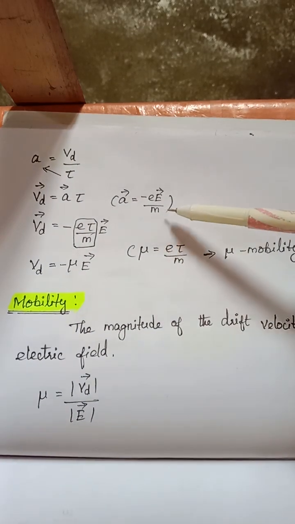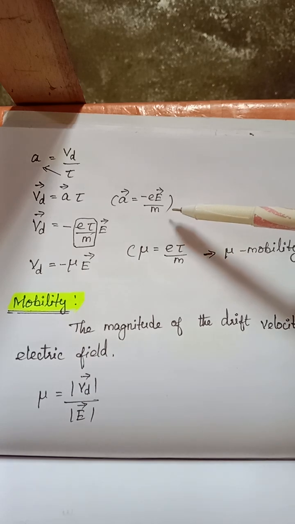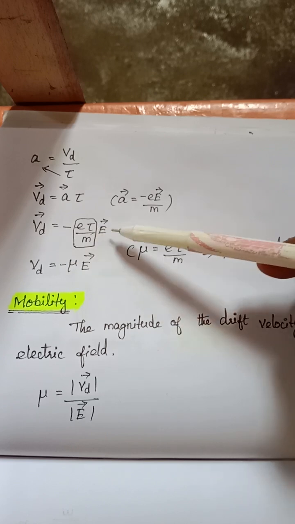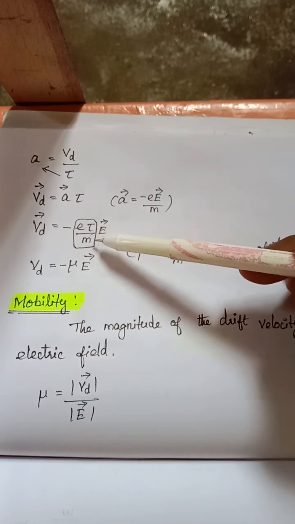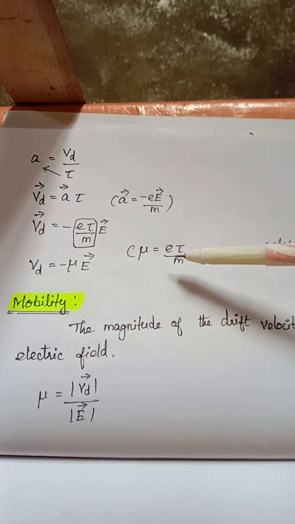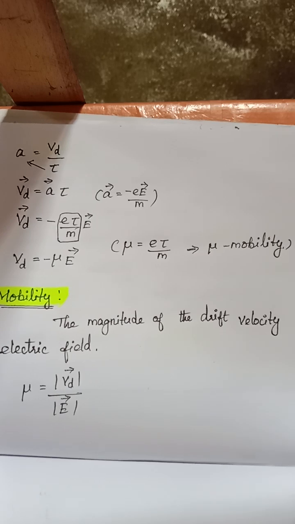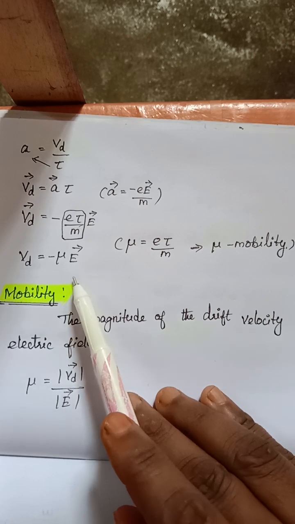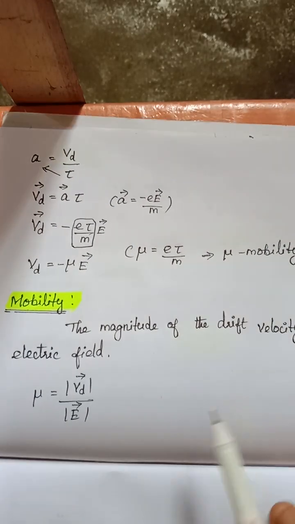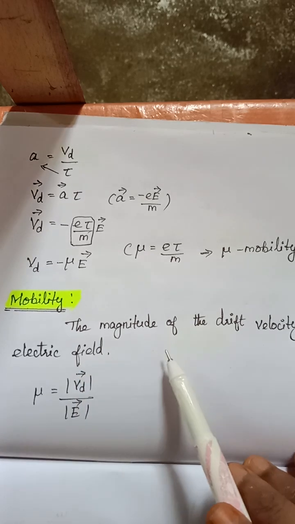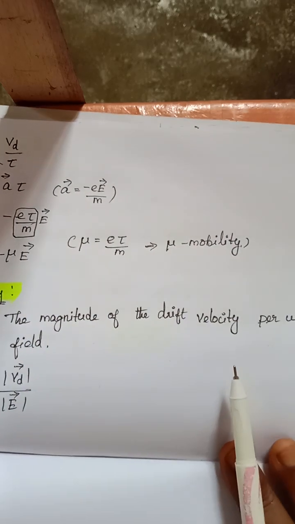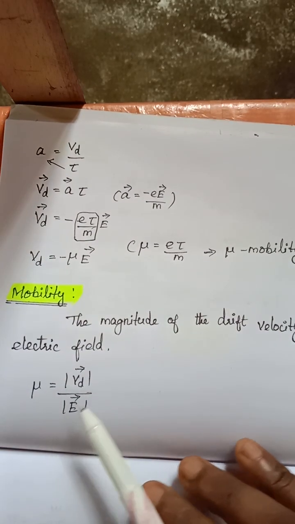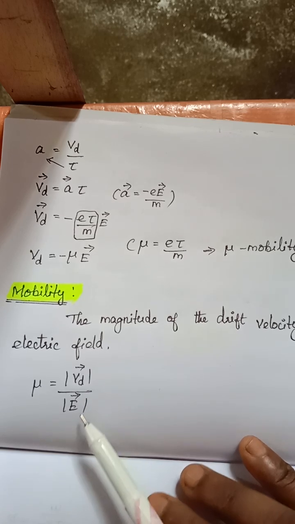And a, as we already learned, is minus e E vector by m. So applying that, vd equal to minus e tau by m times E vector. And e tau by m is a constant, that is mu, the mobility. So vd equal to minus mu E vector. Mobility is defined as the magnitude of the drift velocity per unit electric field. The formula is mu equal to modulus of vd vector by modulus of E vector.